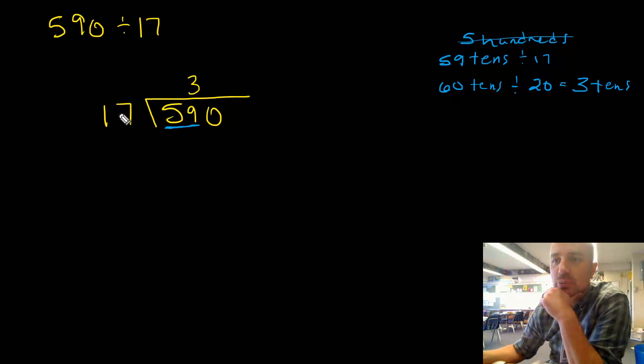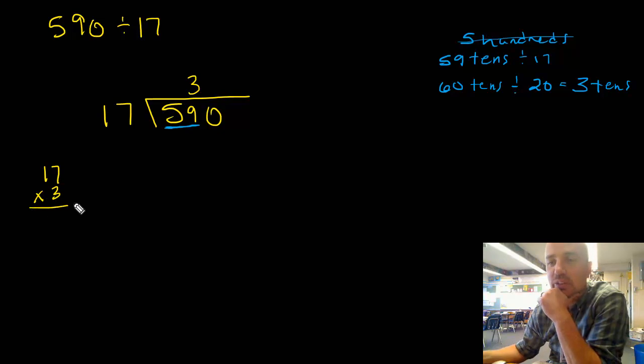And so now I have 3 groups of 17. I need to find out what 3 groups of 17 is. So I'll take 17 and multiply it just by 3, and I have 7 times 3 is 21. Carry my 2, and 3 times 1 is 3, plus 2 is 5. So I have 51. And so I'll put that 51 down here. I have 51 tens. 59 minus 51, that leaves me with 8 tens.